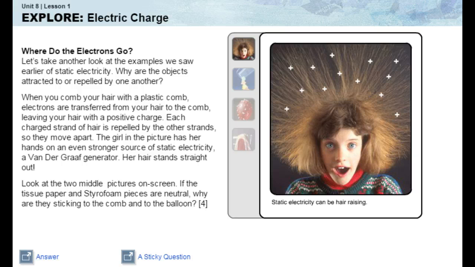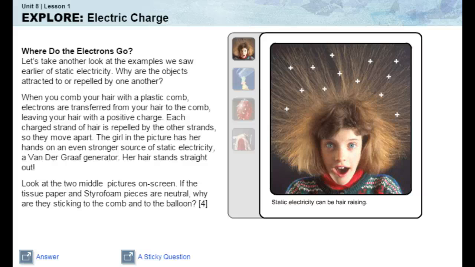So where do the electrons go? Let's take another look at the examples we saw earlier of static electricity. Why are the objects attracted to or repelled by one another? When you comb your hair with a plastic comb, electrons are transferred from your hair to the comb, leaving your hair with a positive charge. Each charged strand of hair is repelled by the other strands, so they move apart.